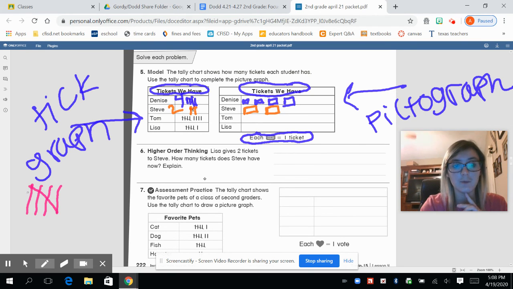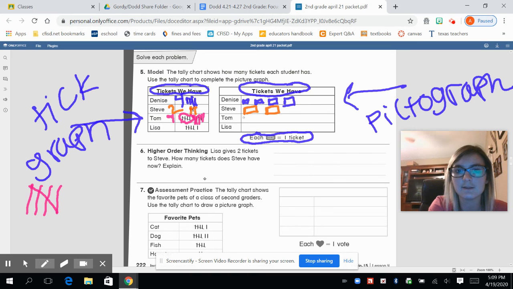So when we get to 4, we draw the 5th tick mark across from the first tick to the last tick to make 5. So we can see right here, Tom had 5, then 6, 7, 8, 9. So Tom had 9 tickets. Oh my goodness. Let's draw 9. 1, 2, 3, 4, 5, 6, 7, 8, 9.